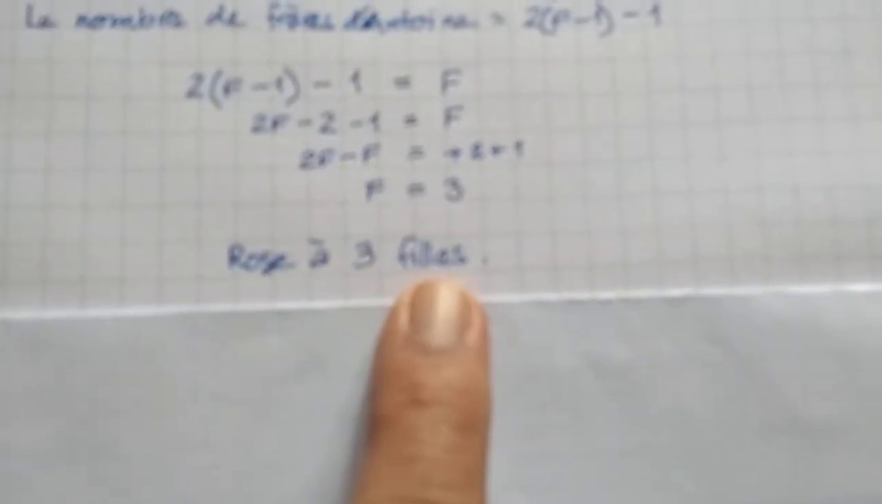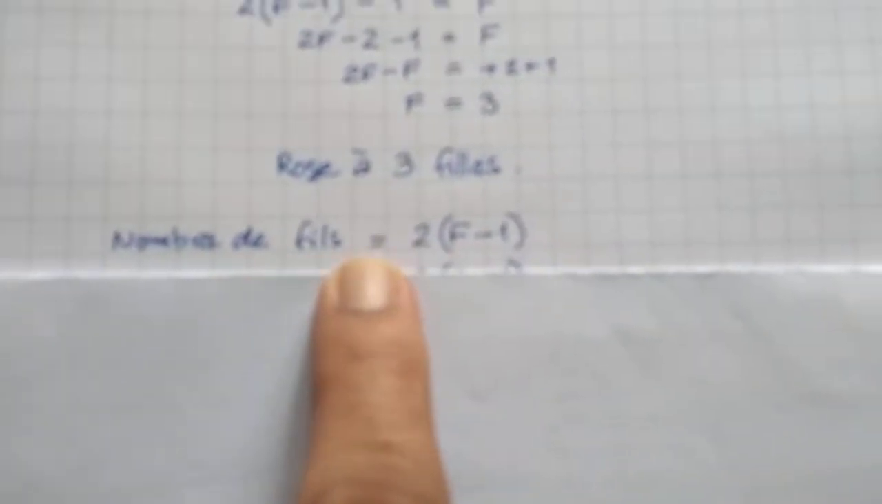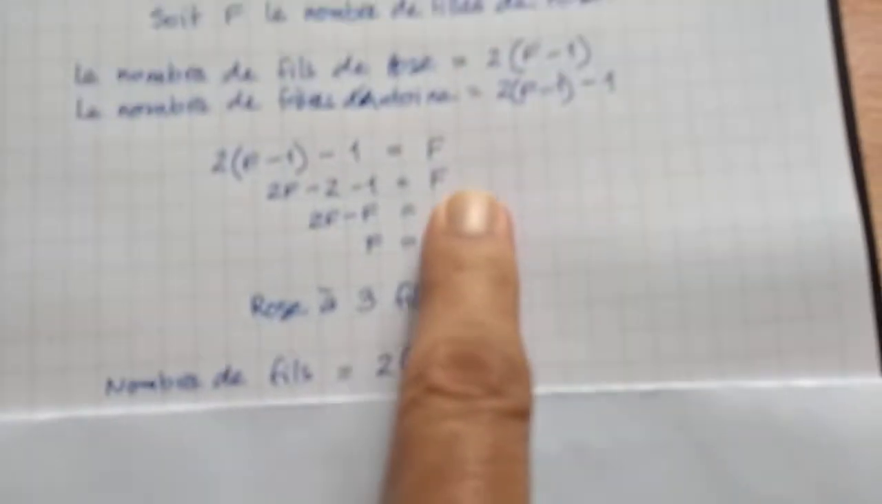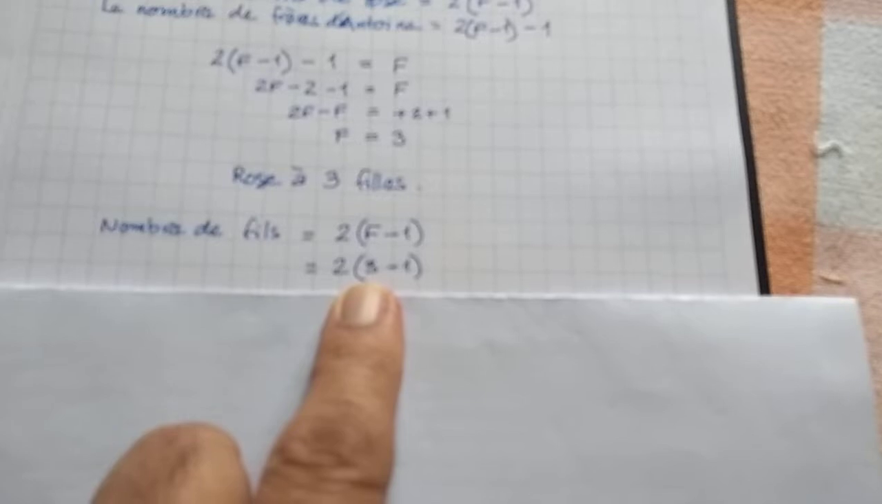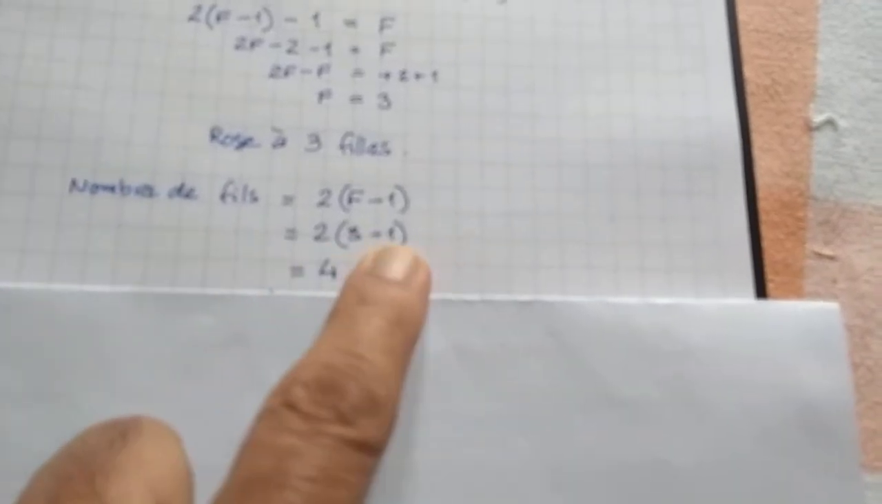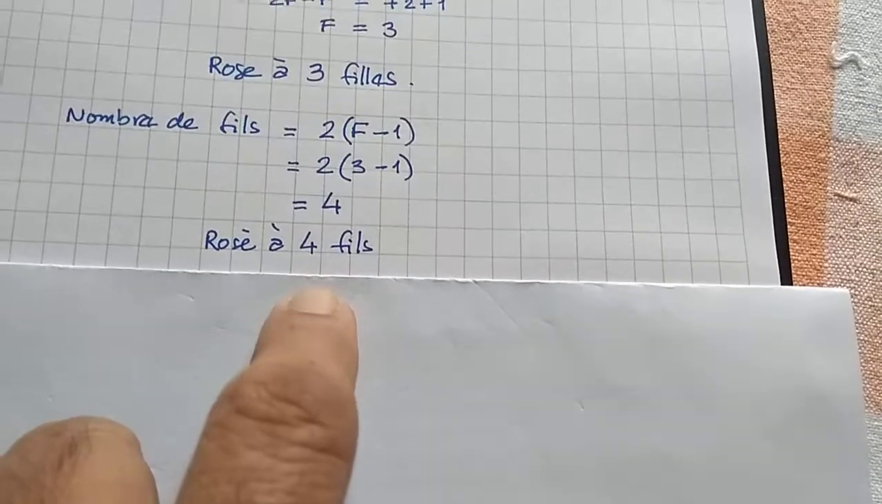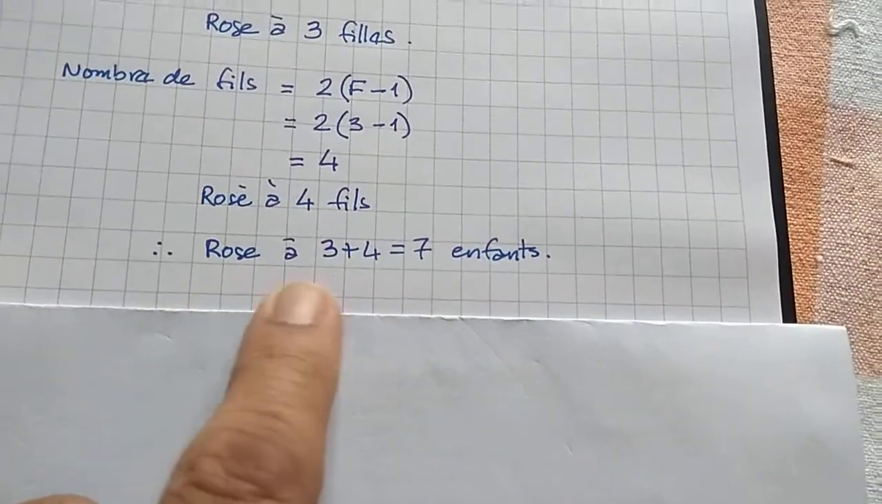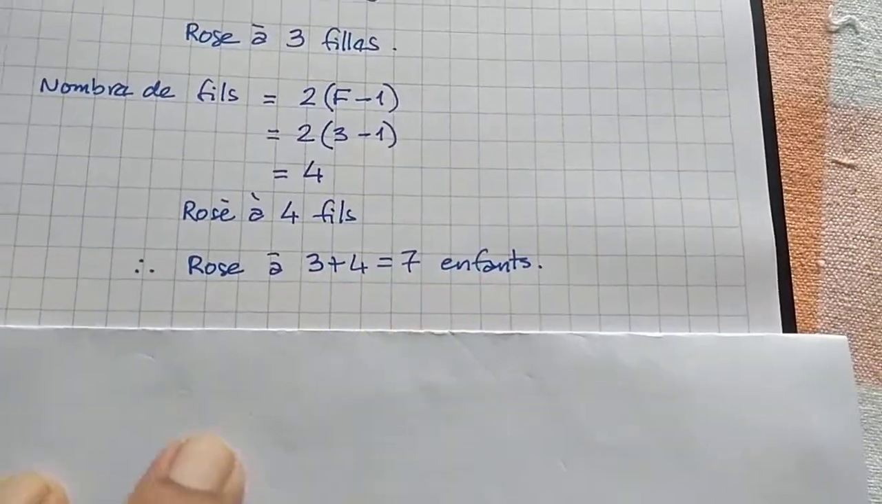Rose a 3 filles. Nombre de fils, 2 fois f moins 1, we had already seen that. So you get 2 fois 3 moins 1, 2 fois 2, 4. So Rose a 4 fils, 3 filles. There we go. Rose a 3 plus 4, 7 enfants. This is the way to do it.